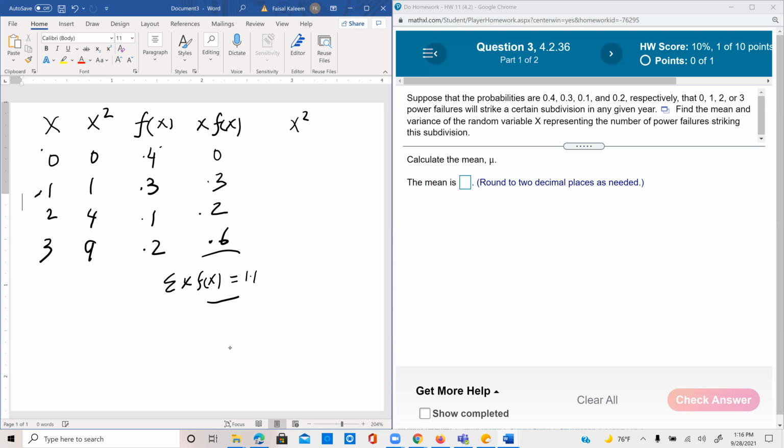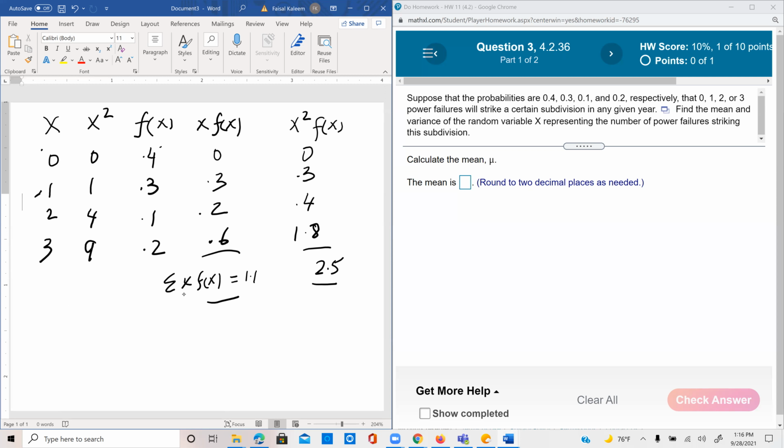And then I need x squared f(x) for the E of x squared. And now multiply the x squared and f(x) columns. So 0. And then 1 times 0.3 is 0.3. 4 times 0.1 is 0.4. And 9 times 0.2 is 1.8. And now this one adds up to 2.2 and 2.5.